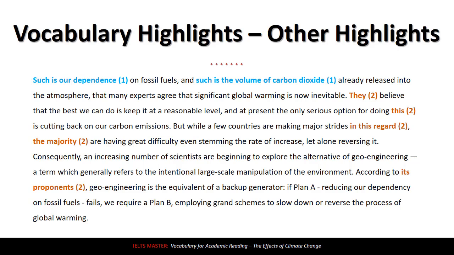Next, for number 2, I have some examples of referencing that they use in this paragraph. This helps with the cohesion of the paragraph. It makes it easier to read. So first we have "they," and "they" goes back to "experts" in the previous sentence. Then we have "this." "At present, the only serious option for doing this." "This" is "keep it at a reasonable level" before the comma.